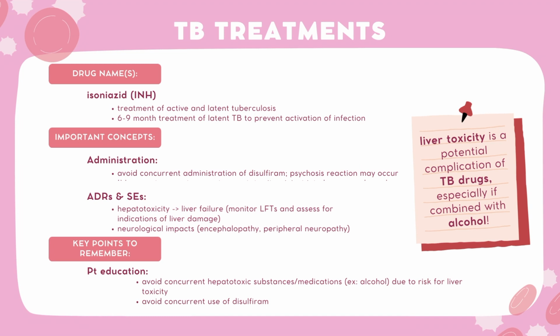As a monotherapy treatment for latent TB, this medication may be indicated for up to 6 to 9 months, making proper patient education to prevent non-adherence extremely important for these patients. Isoniazid is potentially hepatotoxic, so patients should receive regular monitoring of their liver function. Assess the patient for indications of liver failure.